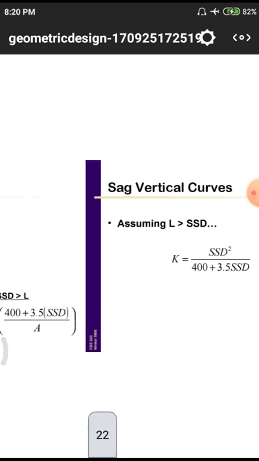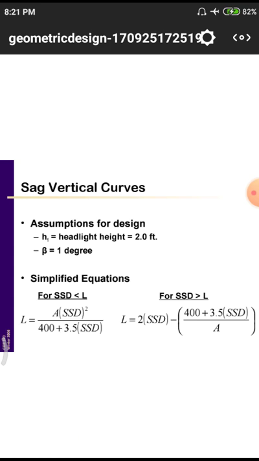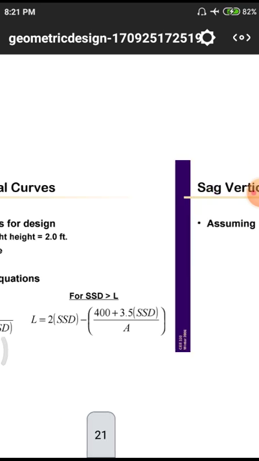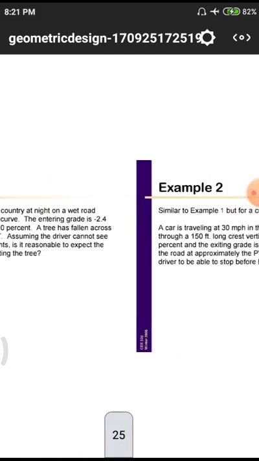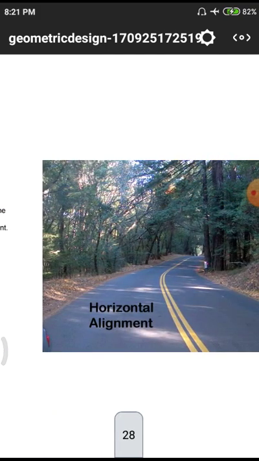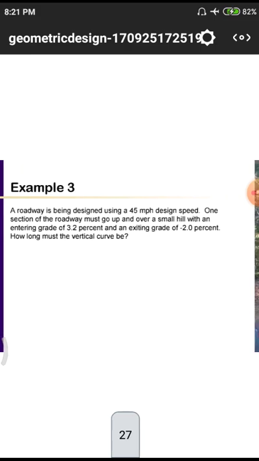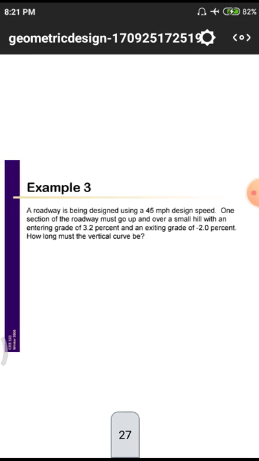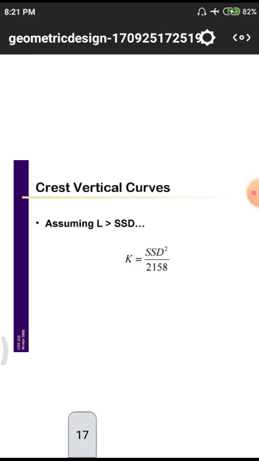You have to take L equal to A into SSD square divided by 400 plus 3.5 SSD. You need to check those conditions, whether S is greater than L or less than L. All those are related to the alignment, so once again we have to observe.